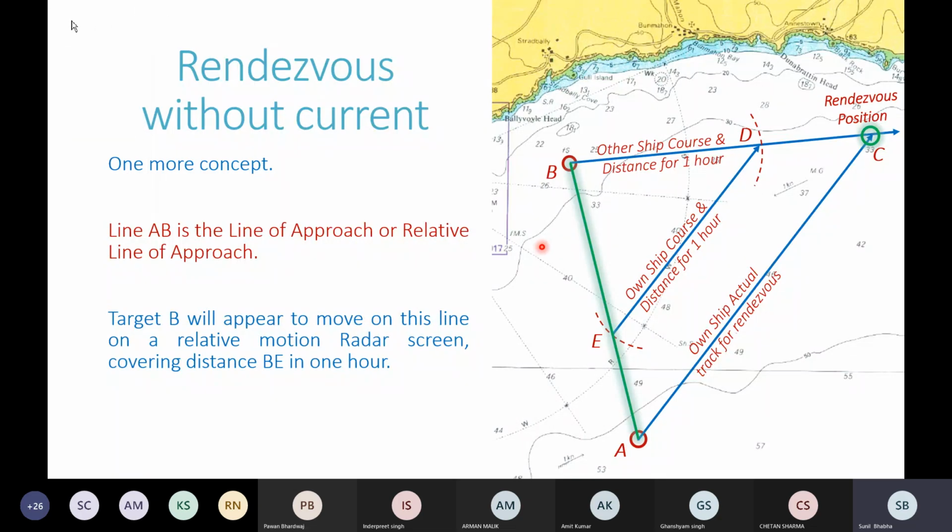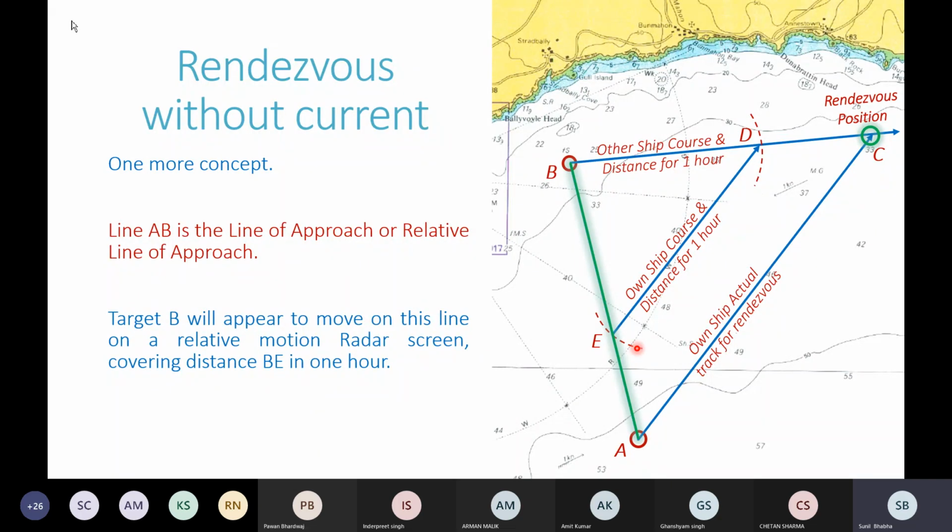Let us say that for a particular ship, they have given you the course and distance being made good or being steered by the target ship. And they have also given you own ship course and distance. Now, what they want you to find out is what should be the line of approach of the target towards you. So the question is changed a little bit.